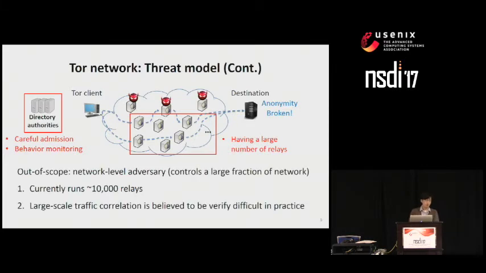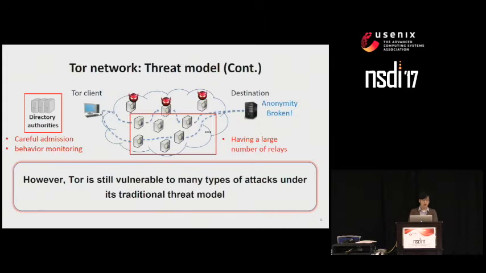In contrast, Tor does not address a network-level adversary who controls a large fraction of the network. Currently, Tor runs more than 10,000 relays. Therefore, compromising a large fraction of relays is very hard. Moreover, it is generally believed that large-scale traffic analysis is non-trivial when the number of users and Tor relays are large enough. However, Tor is still vulnerable to many types of attacks under its traditional threat model.